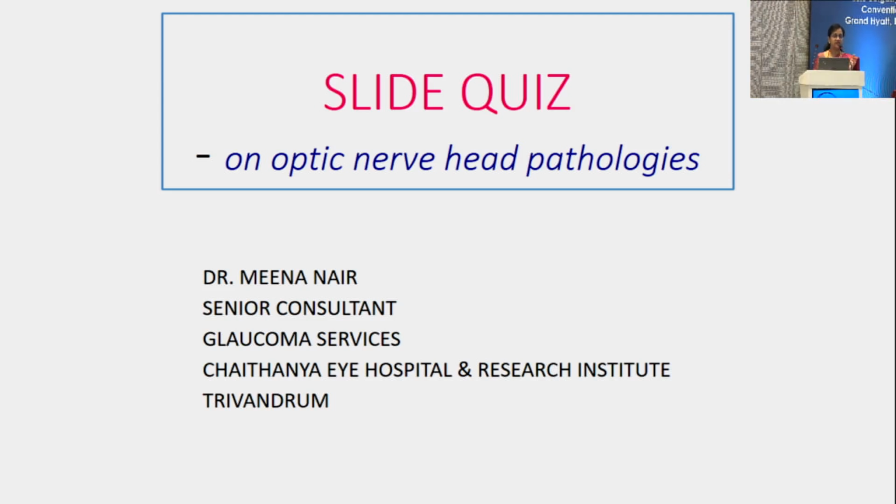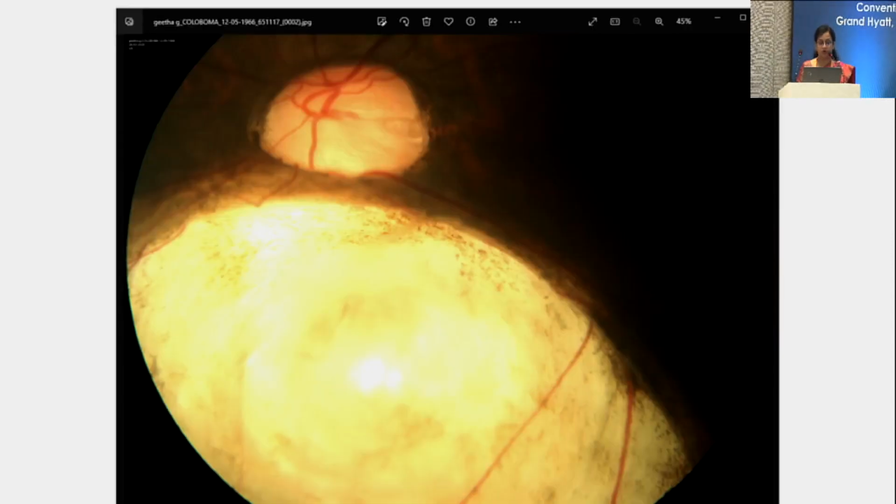As I show the spotters, it's just a review of the disc images that we have been projecting so far. Anybody can move on to the mic and tell me what the spotter could be. So what could this be? If nobody says, I'll just carry on. Yeah, this is a disc coloboma with a retinochoroidal coloboma.